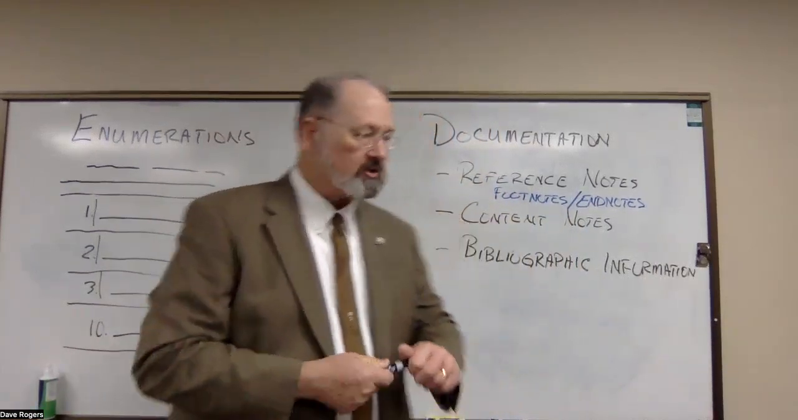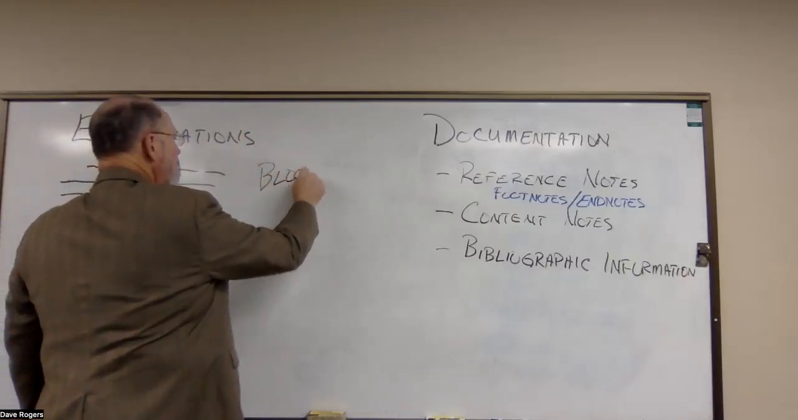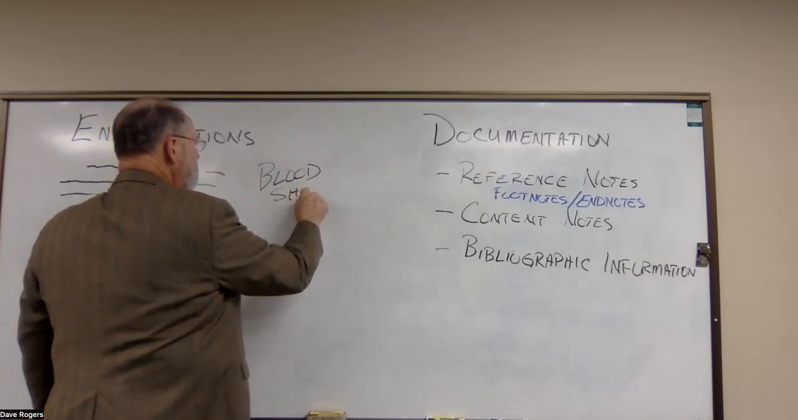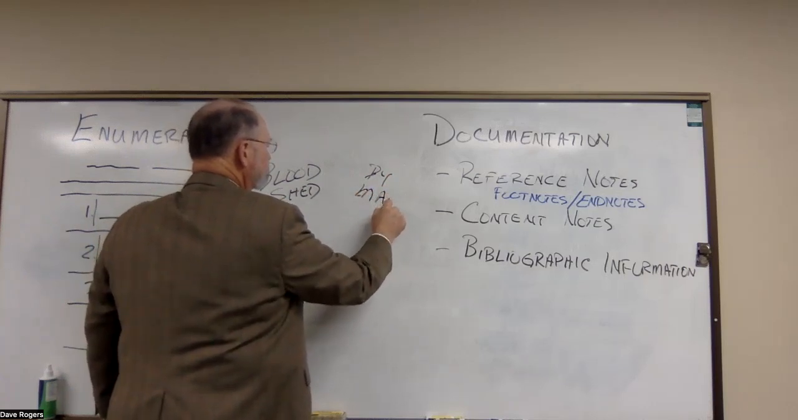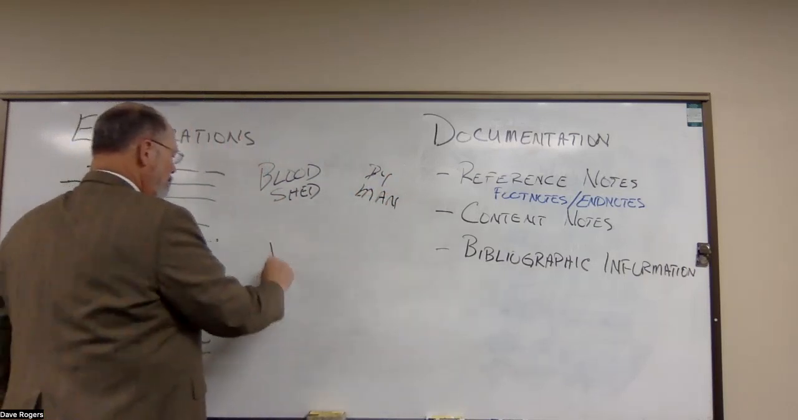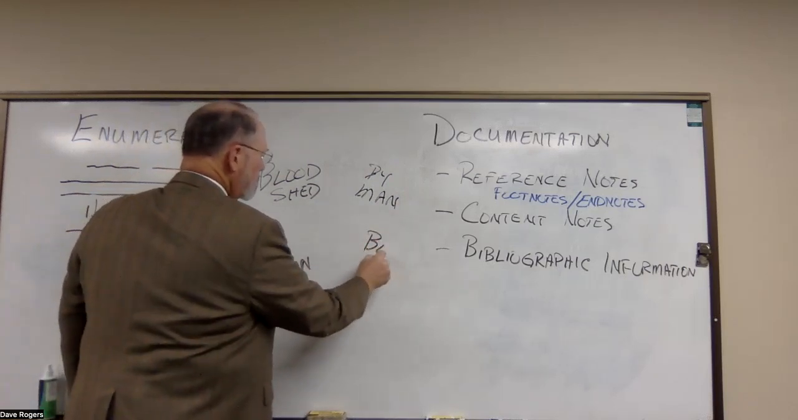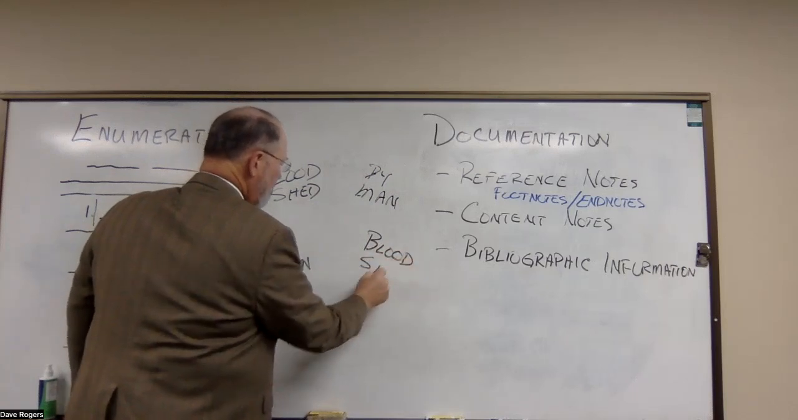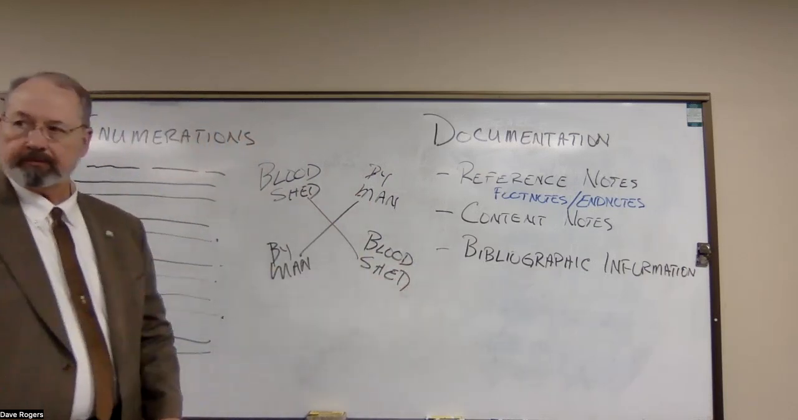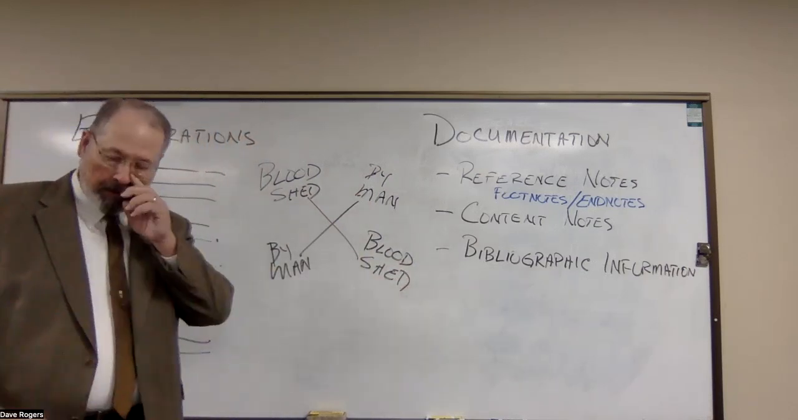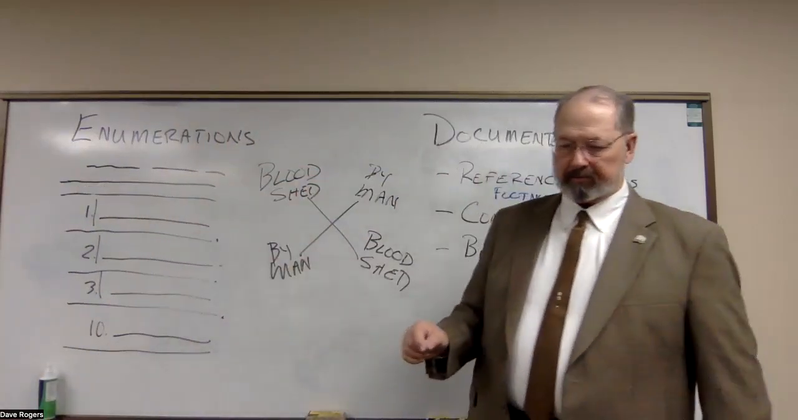So the chiasmus works like this. You've got blood shed by man. Therefore, by man, blood shall be shed. You have a crossing of thoughts. It's a rhetorical device, it's a hermeneutical device to emphasize something.